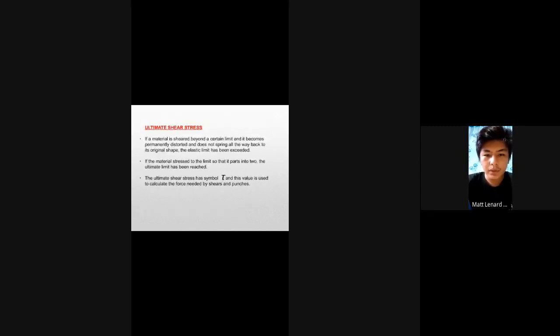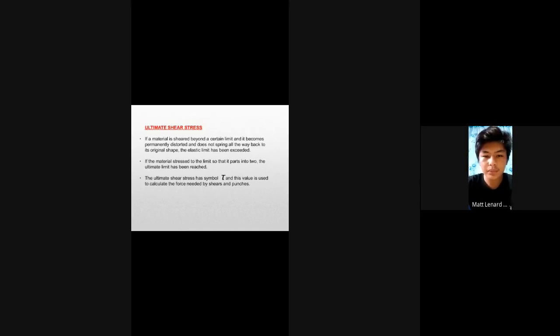So next, ultimate shear stress. If a material is sheared beyond a certain limit and it becomes permanently distorted and does not spring all the way back to its original shape, the elastic limit has been exceeded. If the material is stressed to the limit so it parts into two, the ultimate limit has been reached. The ultimate shear stress has symbol tau, and its value is used to calculate the force needed by shears and punches. So this is ultimate shear stress.